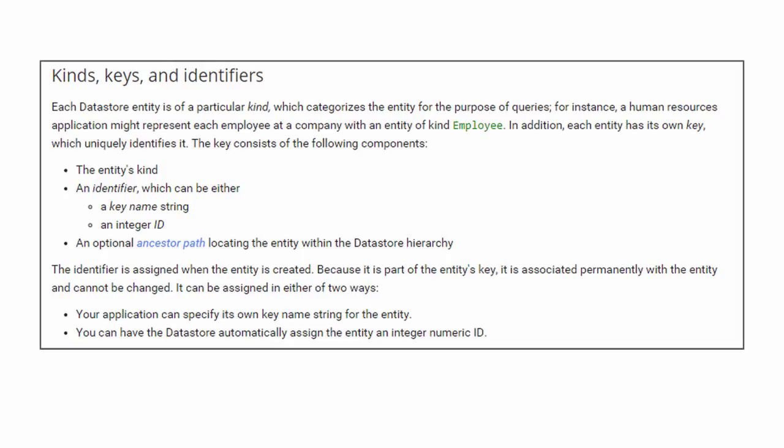The identifier is assigned when the entity is created. Because it's part of the entity's key, it's associated permanently with the entity and cannot be changed. It can be assigned in either of two ways. Your application can specify its own key name string for the entity. You can have the Datastore automatically assign the entity an integer numeric ID. So when you create a key, your application can specify its own key, or you could have the Datastore automatically assign some key.